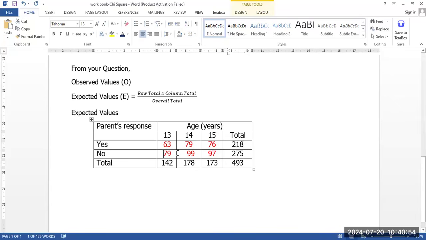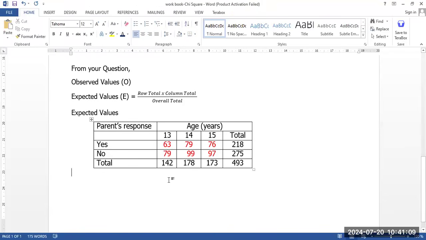If you add your expected values here, you will still get this total. Even if you do in column form, if you add this plus this, you will still get this total. If you add this plus this, you will still get this total. So let me hope that you have understood how we get expected values. If there is a question, ask.